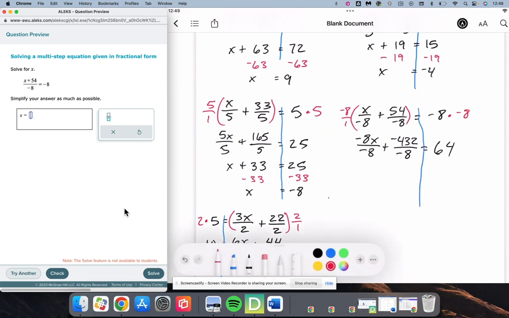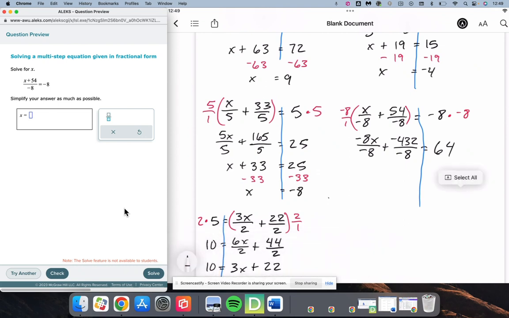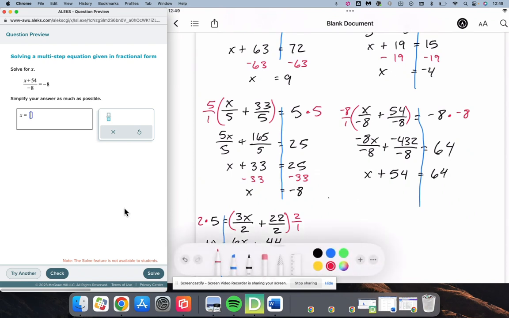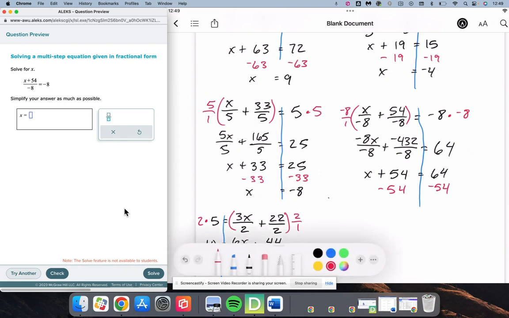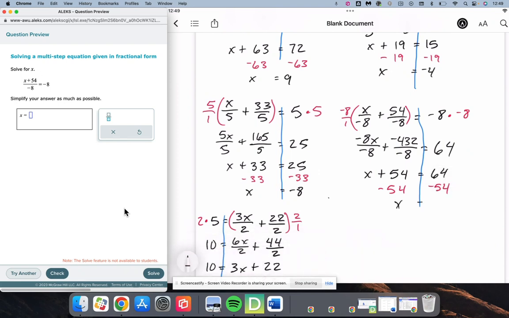Now, simplifying these fractions on the left, we end up with positive x plus 432 divided by 8 is 54. It's positive because a negative divided by a negative makes positive, and that's equal to 64. We're going to subtract 54 from both sides, which is going to leave us with x is equal to 10.